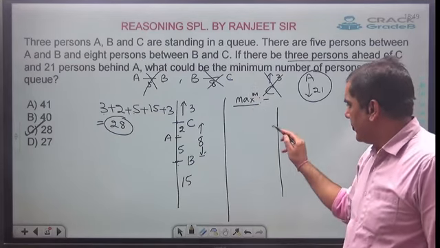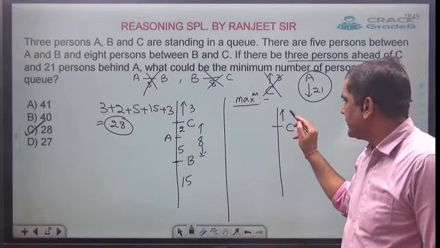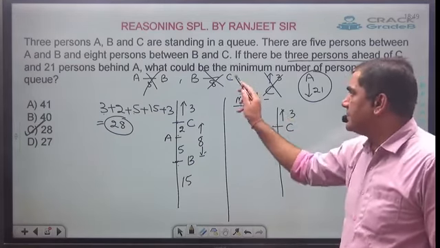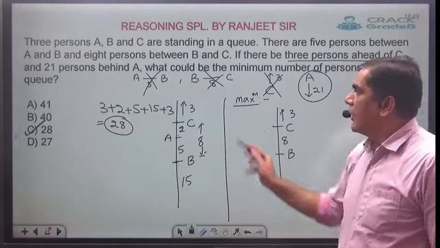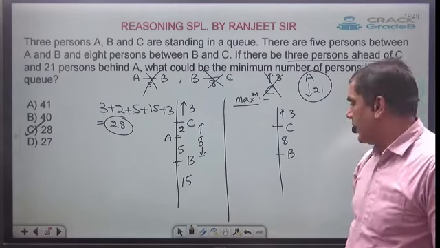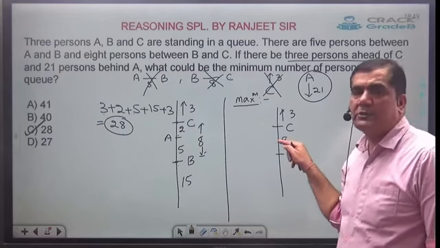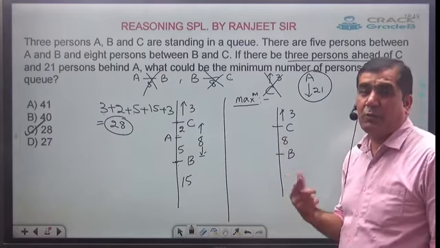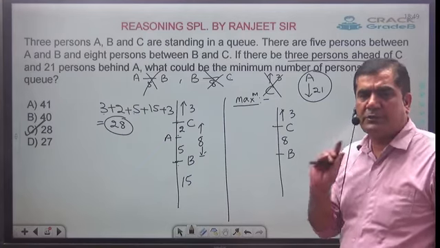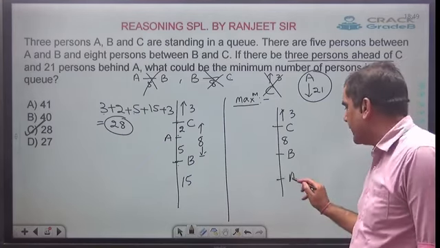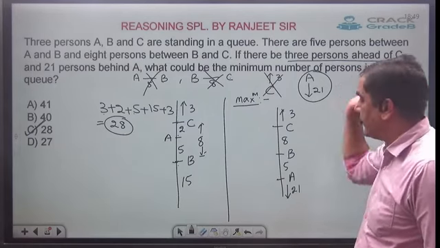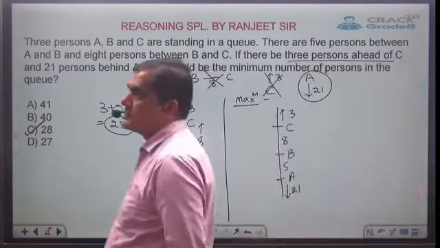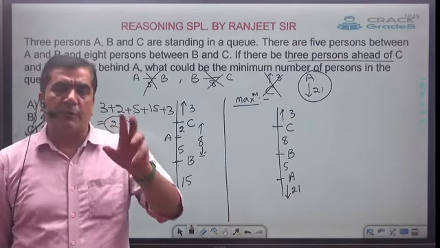They ask above C there must be 3. B and C must have 8. Now A and B must have 5. So I don't want to keep A over here because I don't want overlapping. I don't have a shortage of money. I have sufficient money. So I'm going to put A over here. And this should be 5. And below A is given to be 21. I hope you have understood the concept of minimum and maximum.